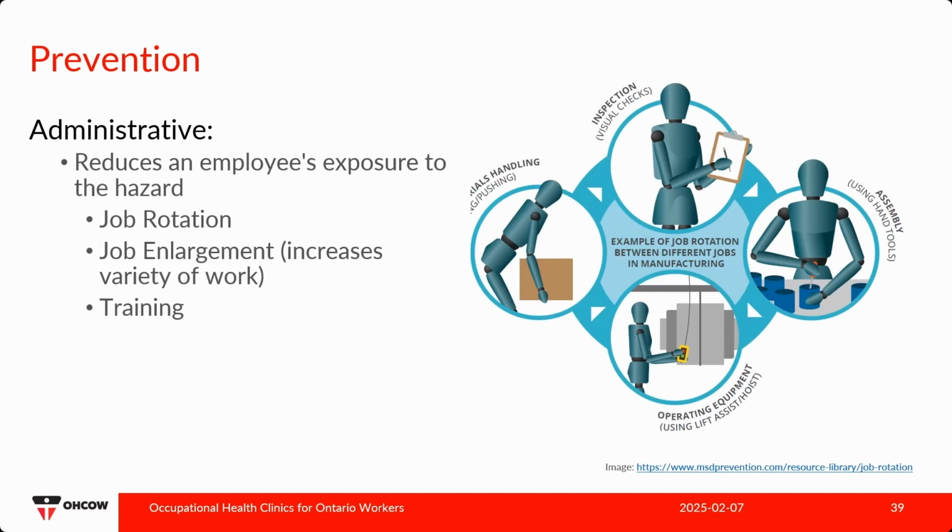And you see in this graphic here from MSD Prevention, it's showing a manual material handling process where someone's lifting a box, and then the next process they're going to go do some inspection and visual checks. Then they'll go do assembly. So you can see how the tasks are very different. And so job rotation can be an effective tool to use if it's designed and well thought out. Another administrative control would be job enlargement, so increase the variety of work that the worker is doing, and then training.